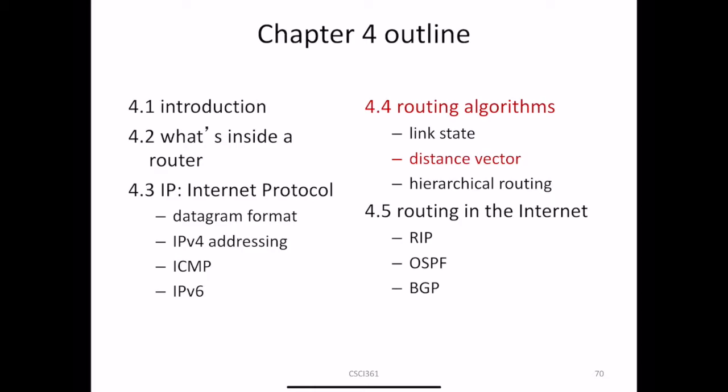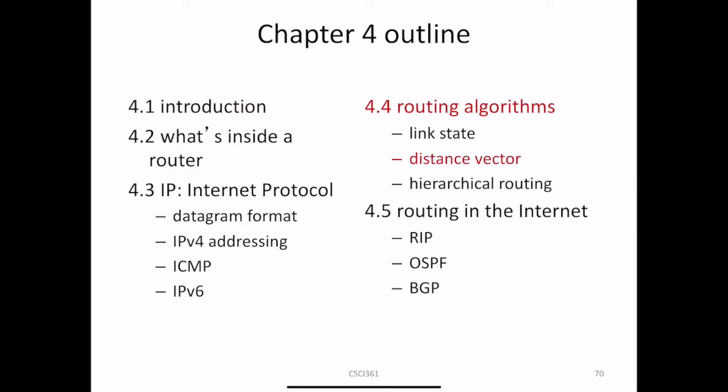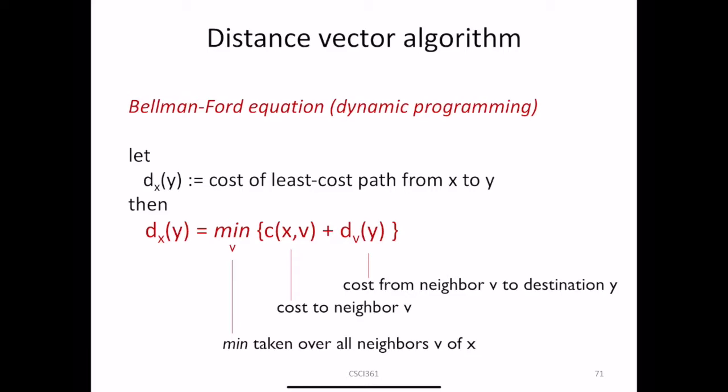Continuing, let's see the distance vector algorithm. The distance vector algorithm is based on the Bellman-Ford equation, which is solved by dynamic programming. Also, we know the distance vector algorithm relies on local information, unlike the link state algorithm, which relies on global information. Then let's see how the distance vector algorithm works.